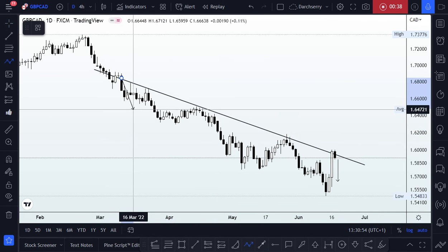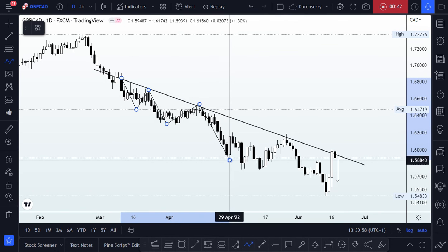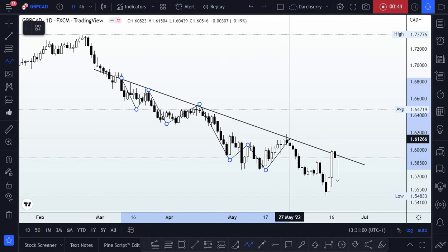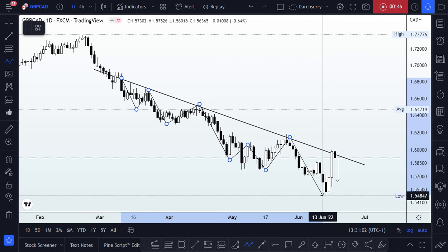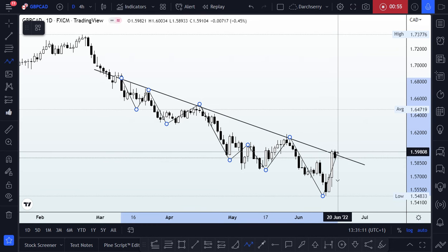We can see how price has been respecting that line since the month of March, and price continued to find lower lows and lower highs until we saw price test the 1.54800 area, after which we saw a bullish engulfing candle that took price back into the trend line.